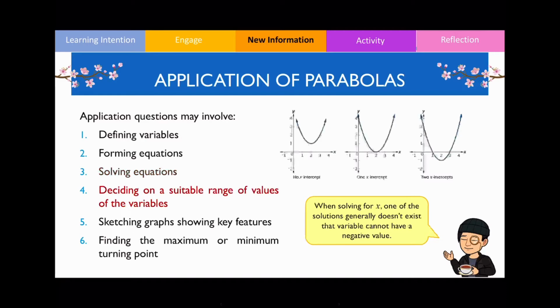Number 4 says deciding on a suitable range of values of the variables. This is really important because you are probably aware that when you are solving for x-intercepts, sometimes you might get 2 x-intercepts. But when you deal with application questions, usually one of the x-intercepts doesn't actually make any sense for that particular problem. And it's generally going to be the negative value.